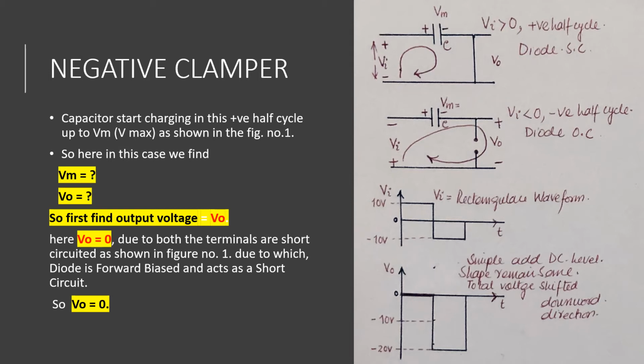So first find the output voltage, which is Vout, Vo. Here Vout is equal to 0. Why? Because both the terminals are short circuited as shown in figure number 1, due to which the diode is forward biased and acts as a short circuit. When the diode acts as a short circuit, Vout is equal to 0 in this case number 1.